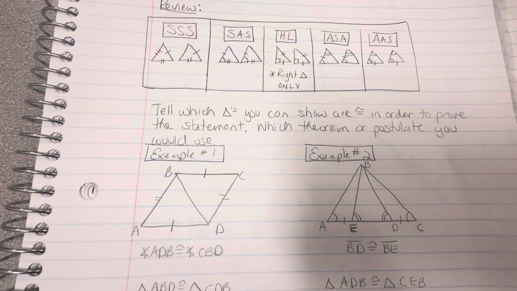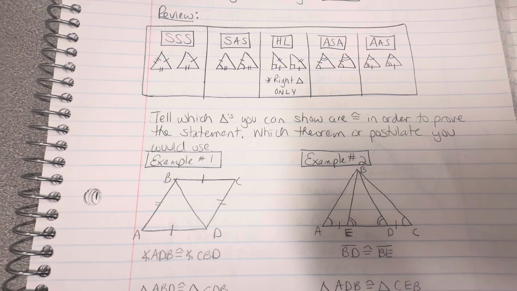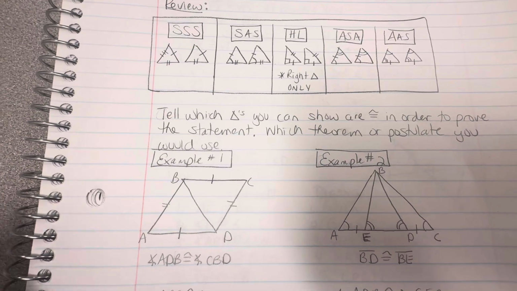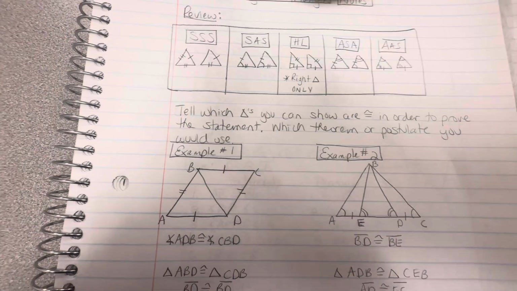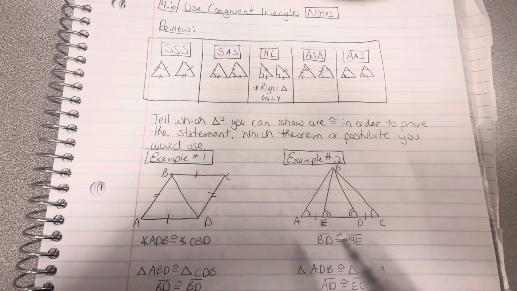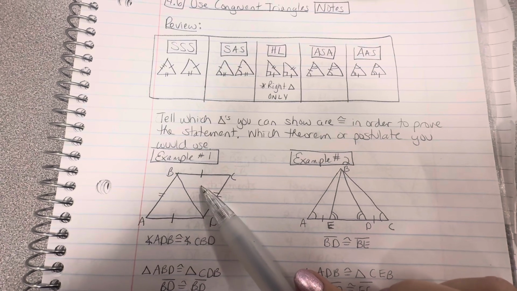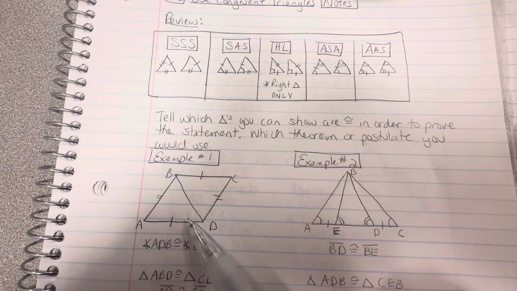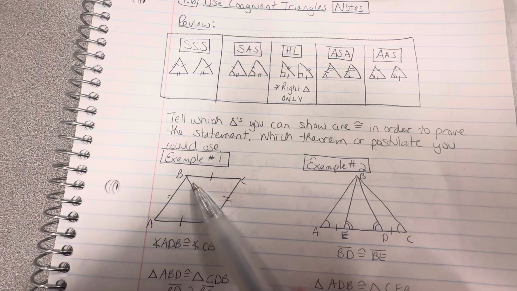So looking at these first couple of examples, it says, tell which triangles you can show are congruent in order to prove the statement, and which theorem or postulate would you use? So looking at number 1, look in our picture, we need to show that angle ADB and angle CBD are congruent. So using the idea from our last proof from last block, we have to show that these 2 triangles are congruent in order to show that a specific part of those triangles are congruent. Specifically, we're talking about this angle here and this angle here.